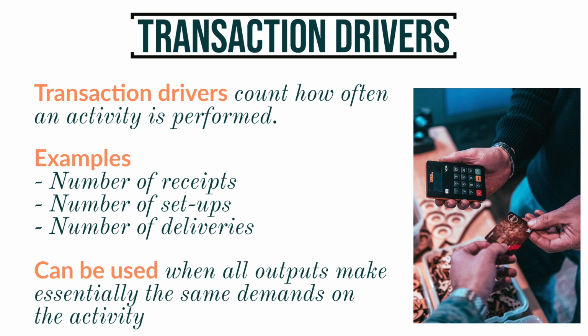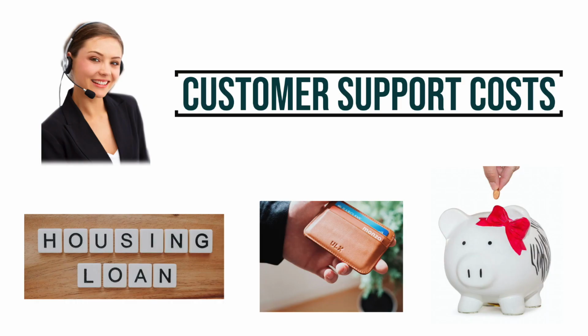If the amount of resources required to perform the activity varies considerably from output to output, then more accurate cost drivers would be necessary. For instance, let us consider customer service costs incurred by the call center of a bank. Call centers are resourced with customer service agents who receive customer calls and address customer queries. The bank would have to allocate customer service costs incurred by a call center to different products and services such as home loans, credit cards, deposits, and so on.